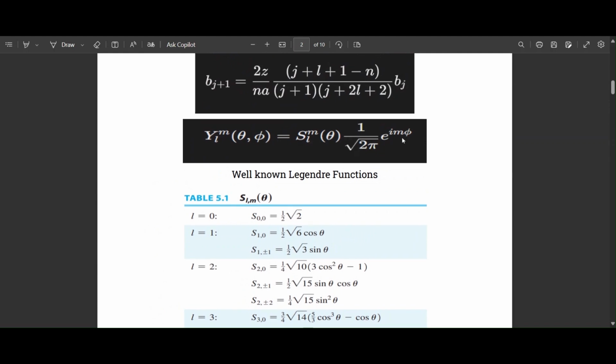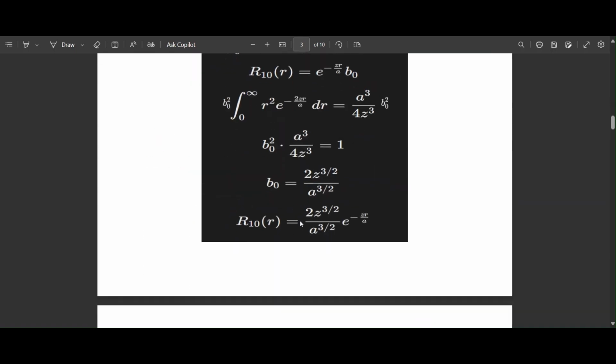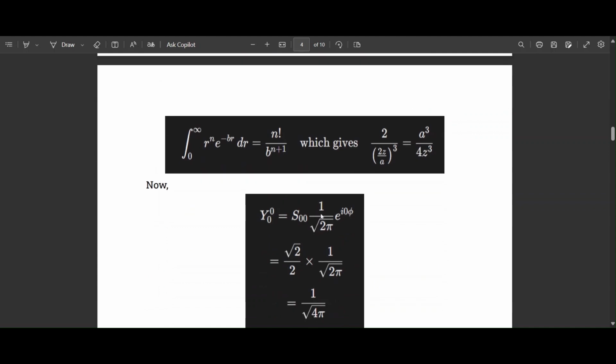Now for 1s, your n equals 1, l is equal to 0, so your m will also be equal to 0, right? So s l is 0, m is 0, so S00 is 1 by 2 root 2. Now look, we have 1 by 2 multiplied by root 2, that is root 2 by 2, we already have. 1 by root 2 pi also came, S00 was 1 by 2 root 2, that came, 1 by root 2 pi came.